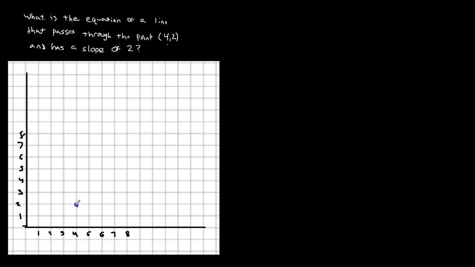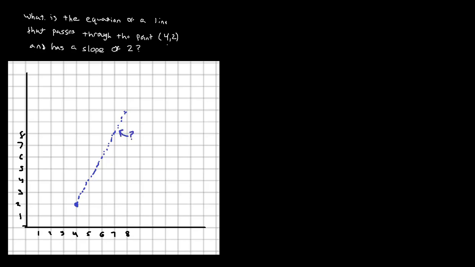And it has a slope of 2. If you remember back to our graphing lines video, a slope of 2 just means that we go over 1 in the x and up 2 in the y. Over 1 in the x, up 2 in the y, over 1 in the x, up 2 in the y. And if we connect these points together, you'll see that we're starting to get a nice line here. And we want the equation of this line, right?